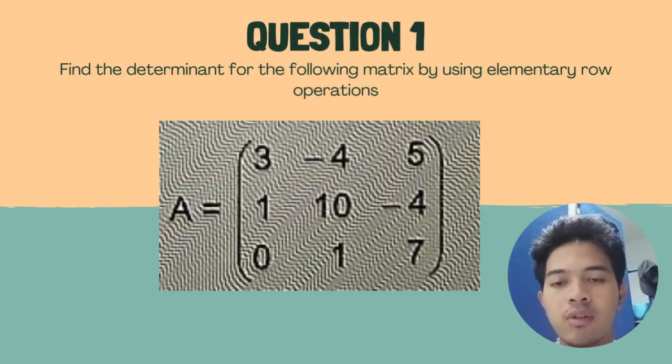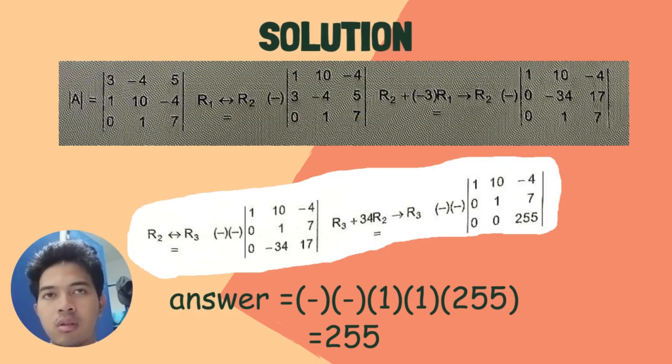For the first question, find the determinant of the following matrix by using elementary row operations. This is question 1. The solution: first, R1 interchange with R2, which just adds a negative. Next operation, R2 plus negative 3 R1 to R2, which doesn't change the determinant. The next operation, R2 interchange with R3, which adds another negative. And lastly, R3 plus 34 R2 to R3, which doesn't change anything.